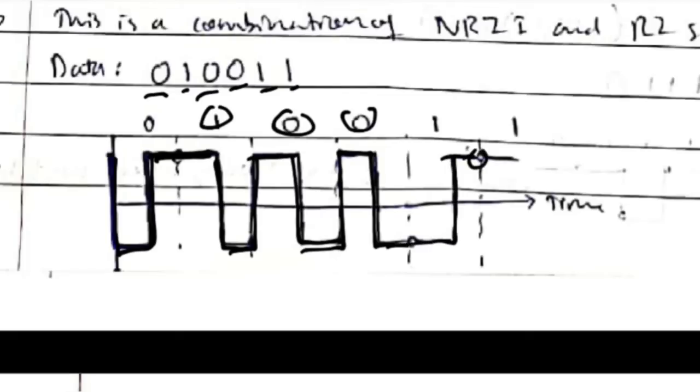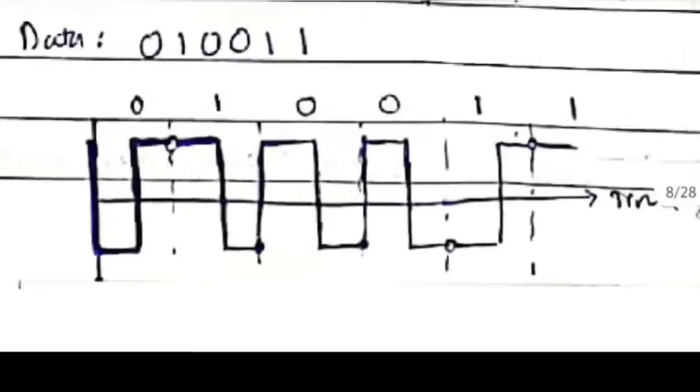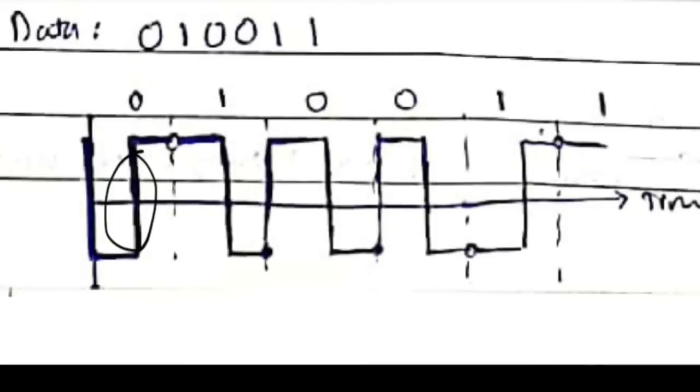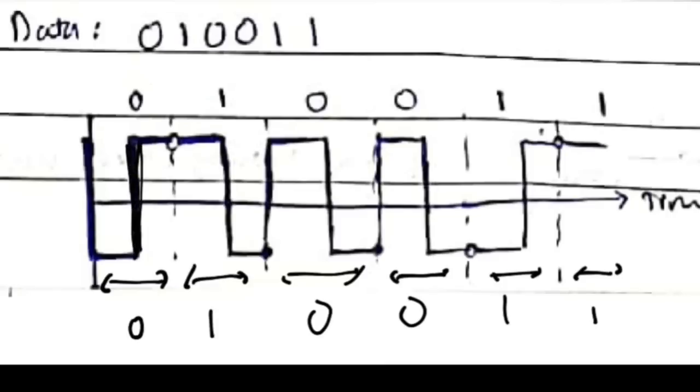If it's 1, continue. In between the bits we will be moving up or down. This is between the bits. In each bit we will be moving up and down. See here, in between each bit we are moving up or down. But in between two bits we are moving only when the next bit is 0. See here, next bit is 1, so we are not moving here.